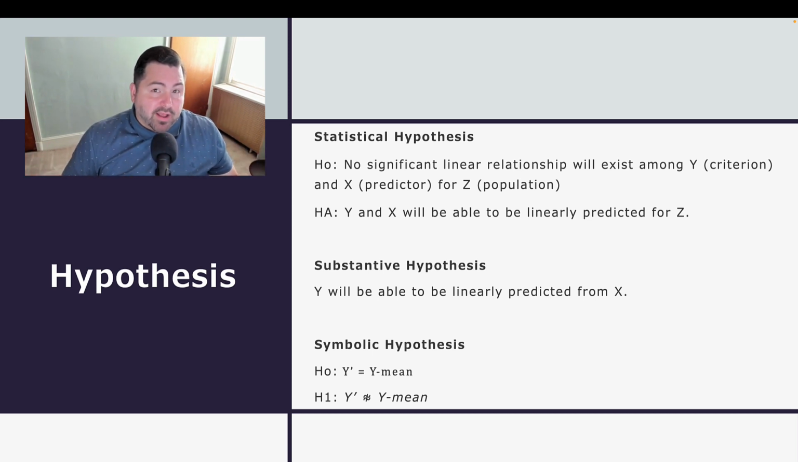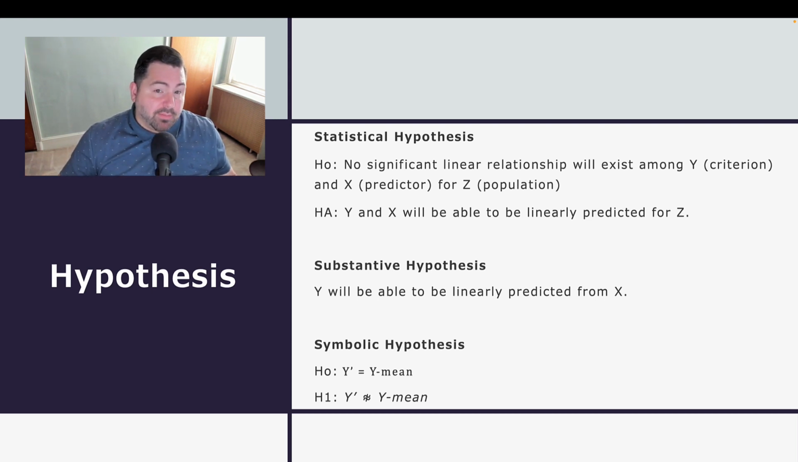The substantive hypothesis is going to stay exactly the same. This is what you think as an educated guess, being the researcher. You might think, based on theory and logic or information you read from a literature review, that Y will be linearly predicted from X. And symbolically, you would represent the null and the alternate hypothesis by saying Y predicted will be equal to, or not statistically different from, given the unknown value, the Y average.